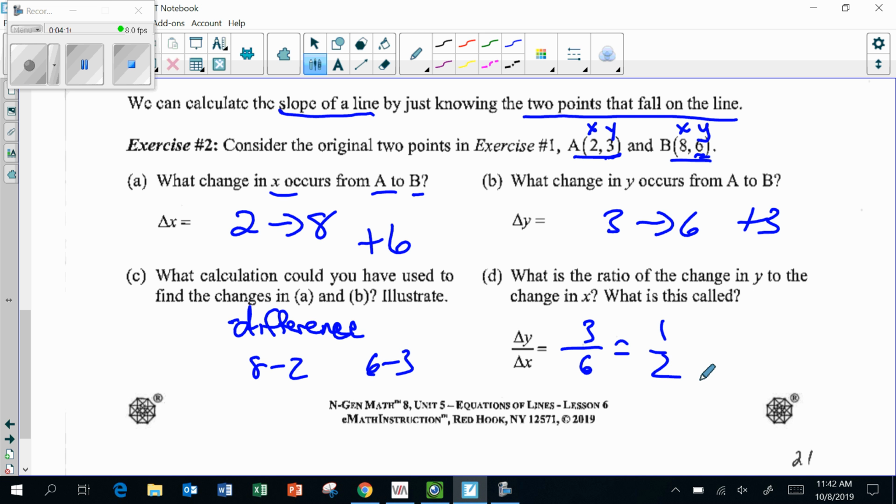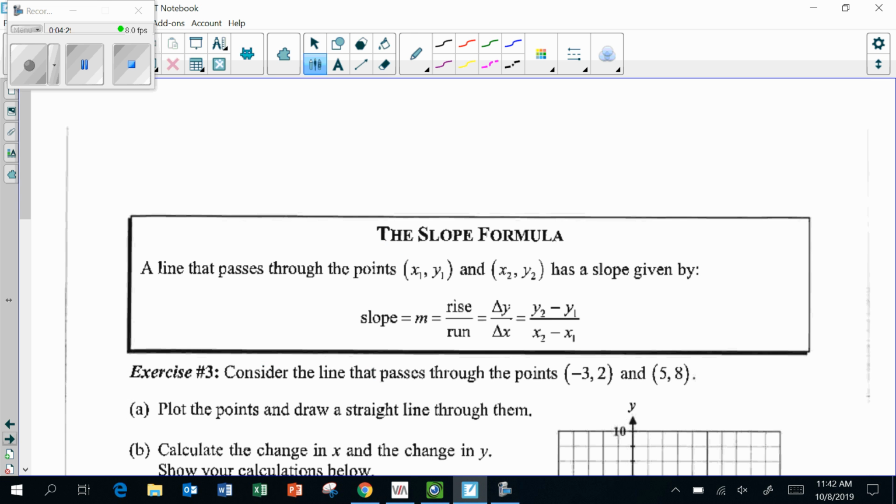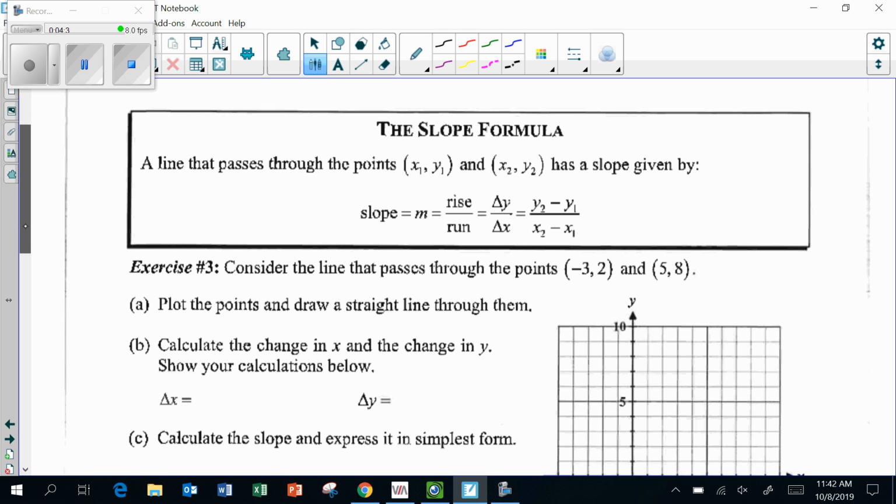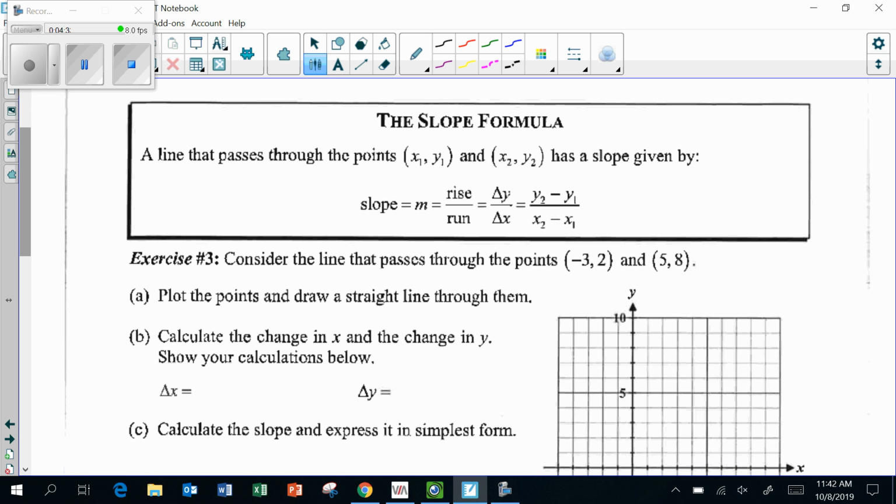All right, so what happens when you can't put it on a graph? Sometimes you might get numbers that are too big to put on a graph. And then, of course, we have to consider what happens when you start doing this with positive and negative numbers, and eventually maybe even fractions and decimals. So there is a formula that we can use to determine the slope of a line.